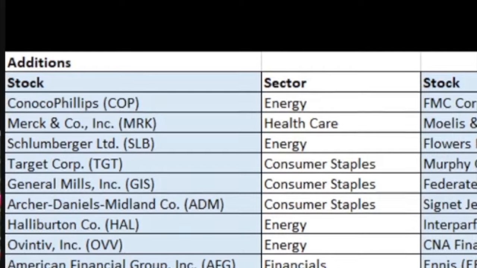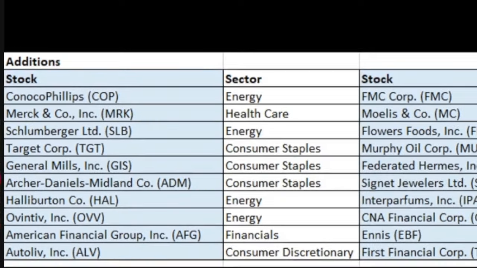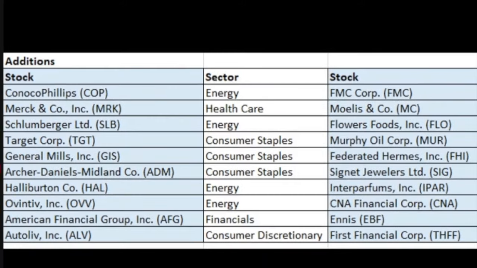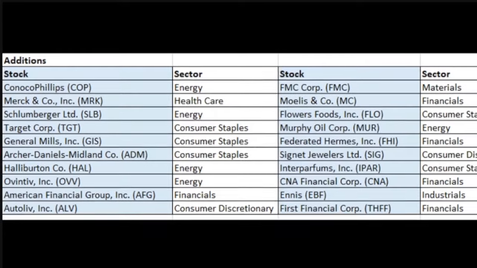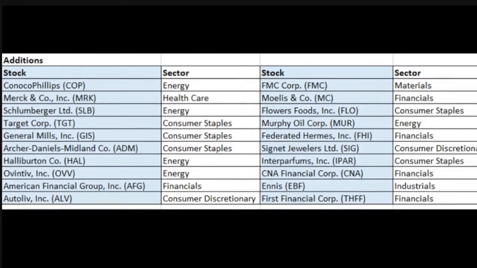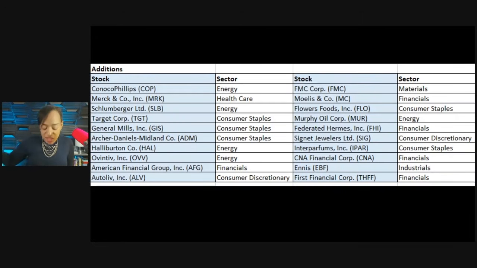Some other notable additions are ticker symbol MRK, Merck, which is a healthcare company, and ticker symbol SLB, Schlumberger, another energy sector addition, which will have a weighting of about 2%. Other additions span different sectors, including consumer staples and financials, enhancing the fund's diversification. Some other very familiar names to me in the additions are Target and General Mills.